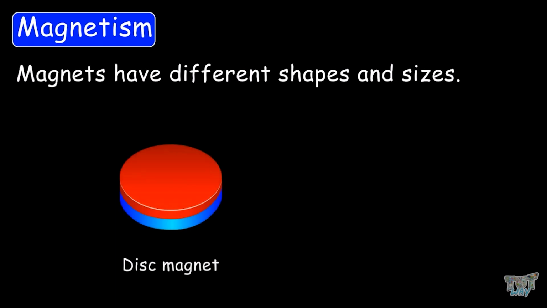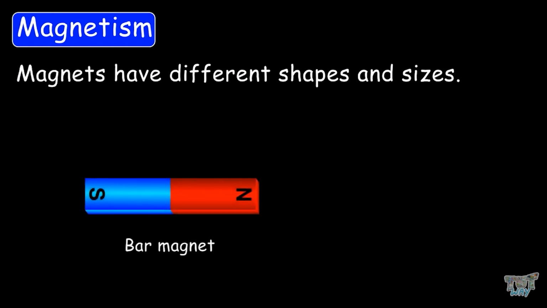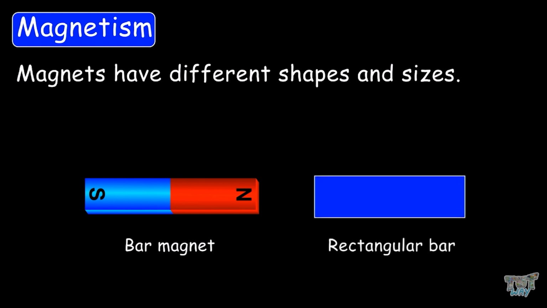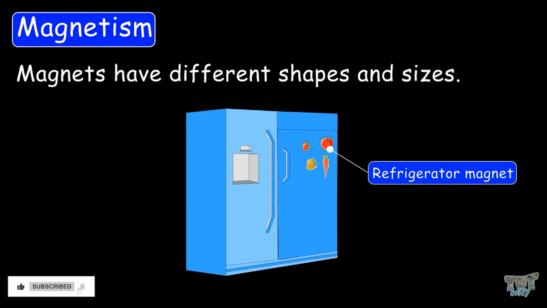The disc magnet has a circular shape. Bar magnets look like a rectangular bar. And refrigerator magnets are very popular and come in a variety of shapes and sizes.